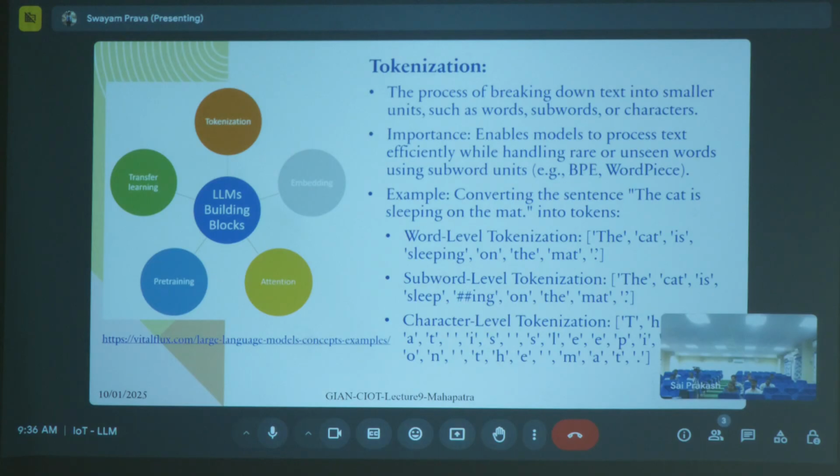For example, take the sentence, "The cat is sleeping on the mat." Now we will try to tokenize this. So the word-level tokenization would be "the, cat, is," so every word is separated. And then at the subword level, the word sleeping may actually be split into sleep and ing. So this approach helps the models handle rare or unfamiliar words by breaking them into known components.